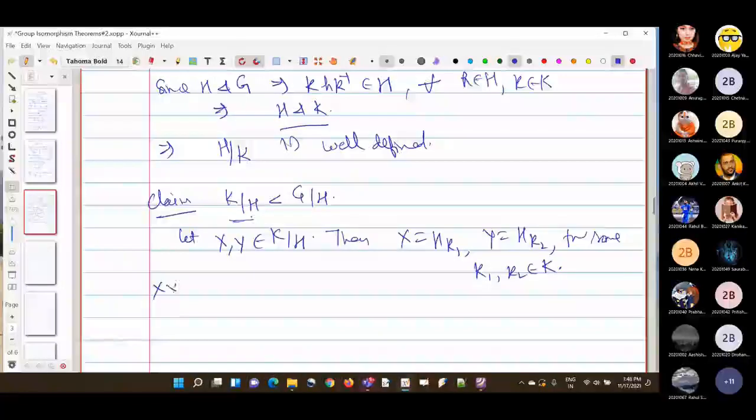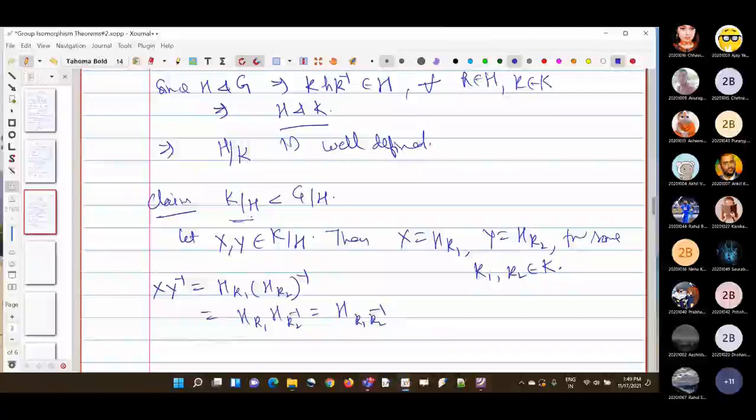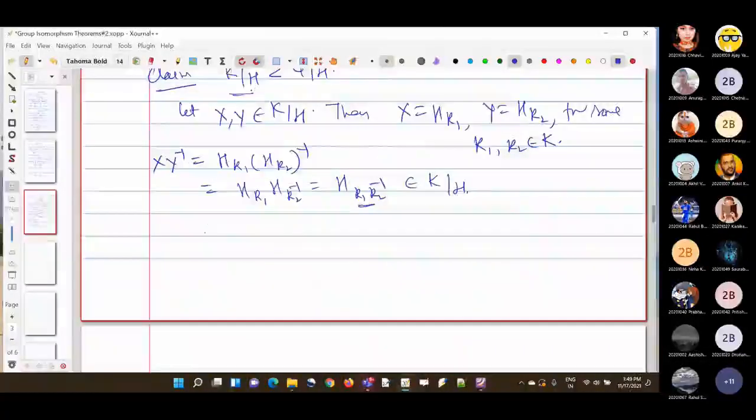So now XY inverse is equal to Hk1 and then (Hk2) inverse. This is equal to Hk1 and Hk2 inverse. And the product of two right cosets is again a right coset, so we can write it like this. And because K is a subgroup of G, this product is also going to belong to K. So this is going to be a member of K by H. Okay. So this implies that this quotient group is a subgroup of G by H.